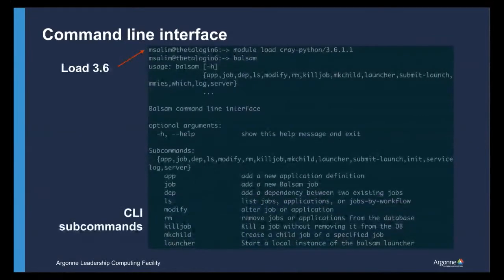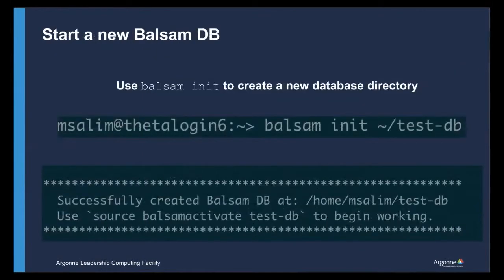But on Theta, to get started with Balsam, you would load something like the Cray Python module, which I have shown at the top here. And then, given that the Balsam module is loaded, you can run this Balsam command and see a help menu for all the subcommands at the command line interface. These instructions are in lieu of an interactive demonstration, but you can follow these. This is exactly cut and paste from a live terminal session.